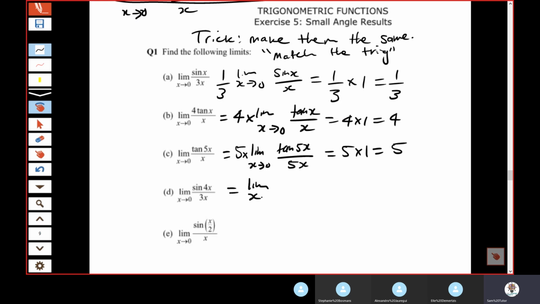Limit as x approaches 0, sine 4x on... Would you make it 4x? Correct. So now the angles are matching, but you needed a 3x in the denominator. So what are you going to times the top and bottom by to make this 4x into a 3x?